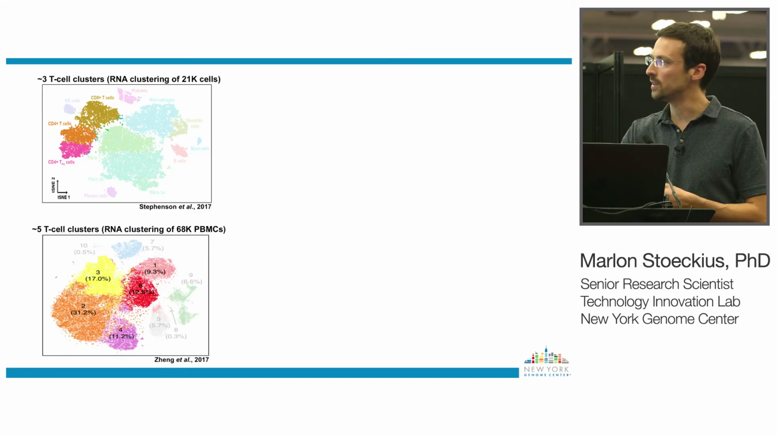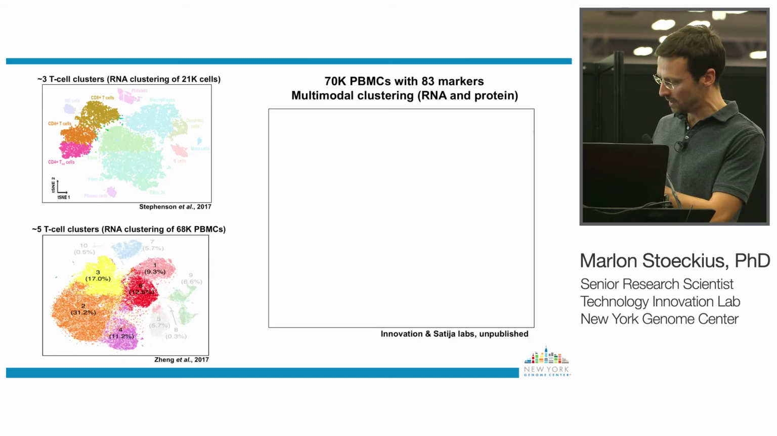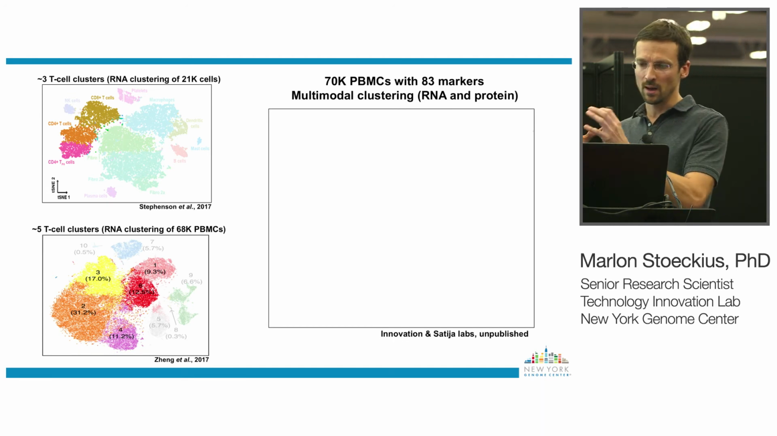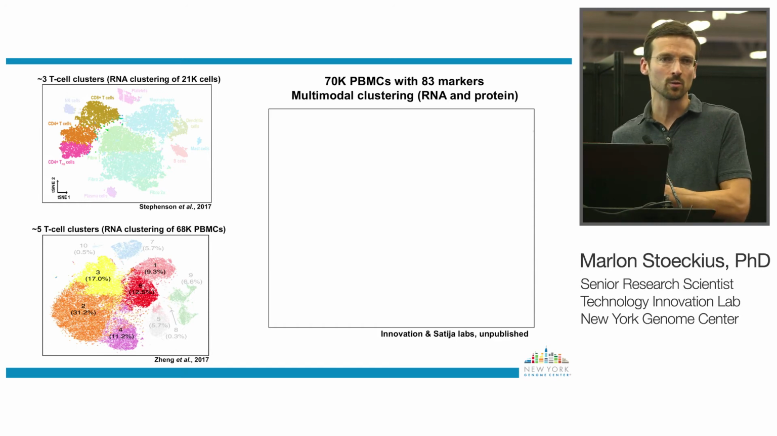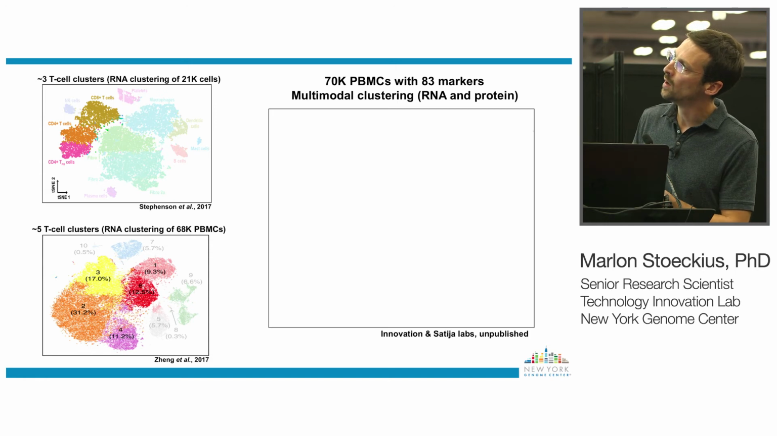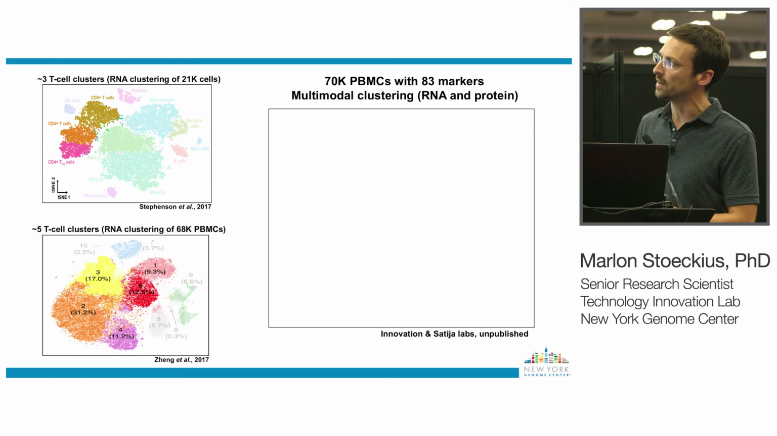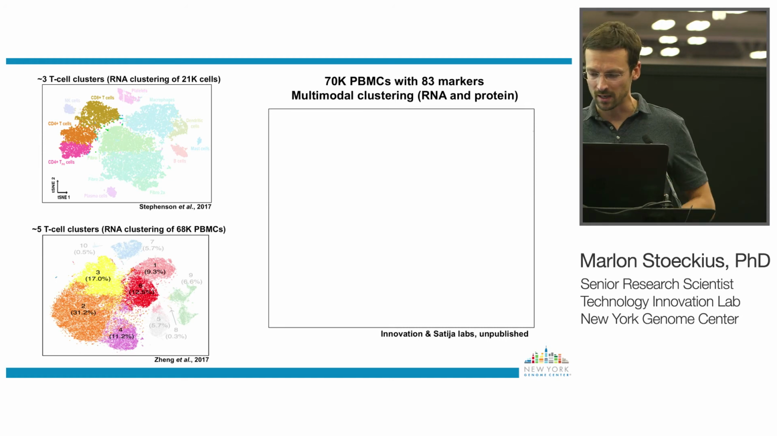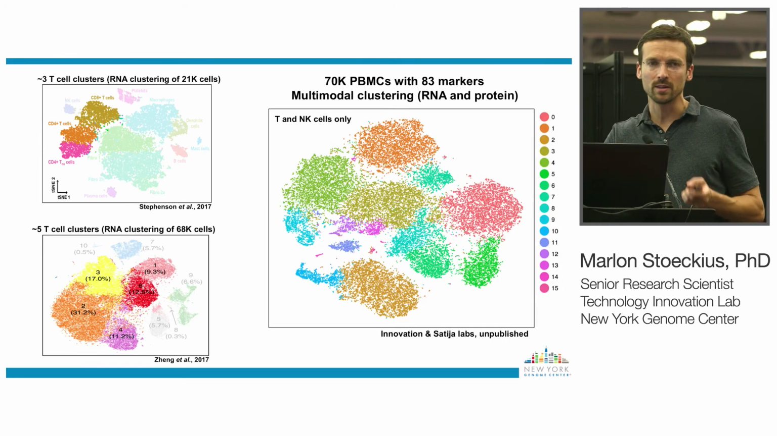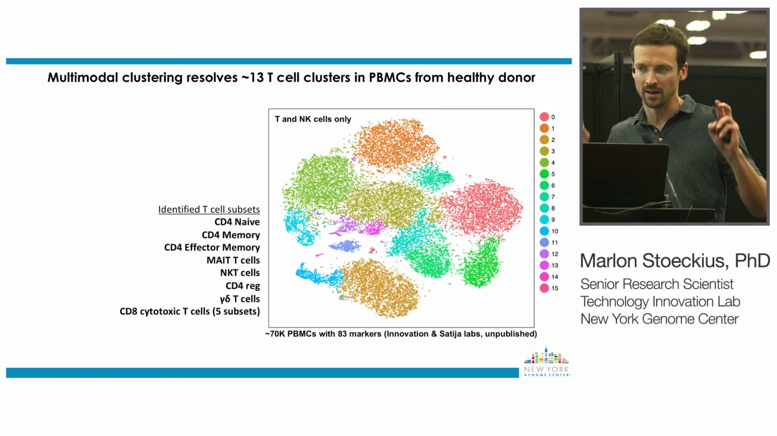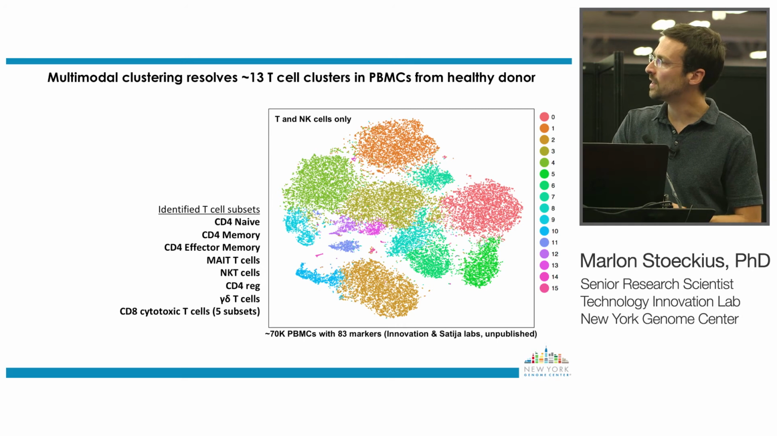So what we then did is use 70,000 PBMCs and 83 markers to optimize our clustering and get a really high resolution view of T cell development in the immune system. As I said before, in our older data set where we just looked at RNA, we had 3 different T cell clusters, and the 10x data set has 5 different T cell clusters. Now, using 83 markers and this multimodal clustering, we're able to pick up 13 different T cell clusters. We essentially see all T cell clusters that are known and described in a healthy individual. And that's just with a few different markers.